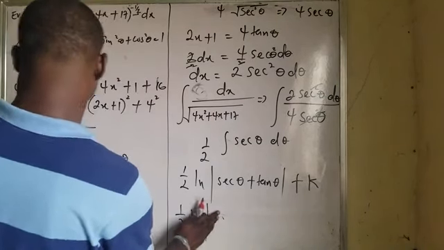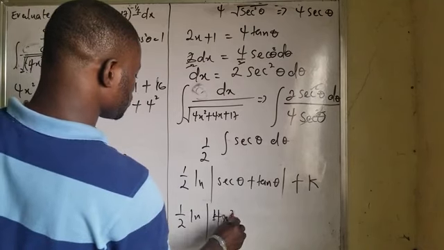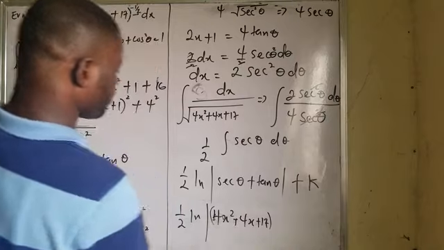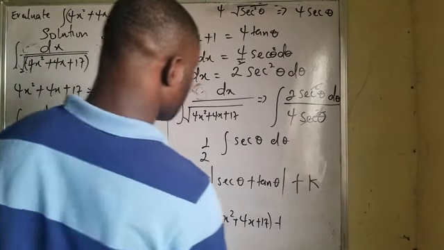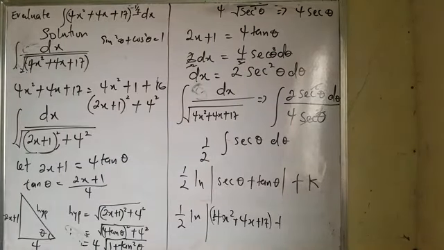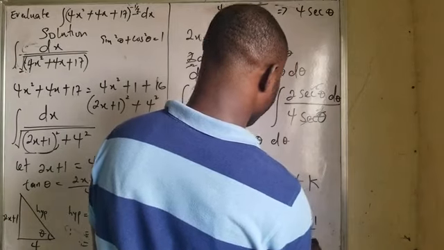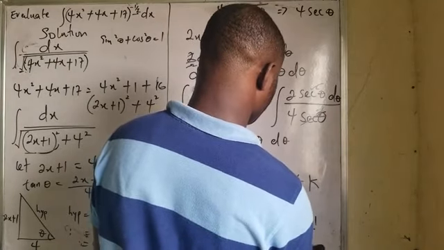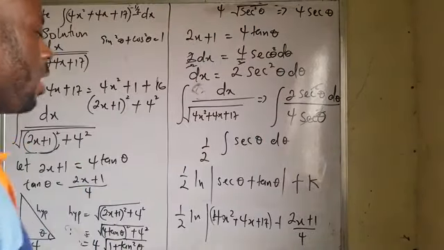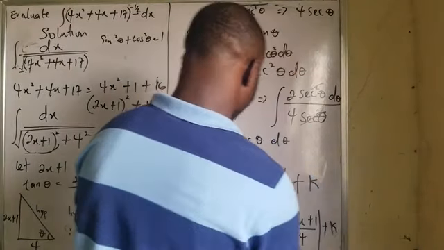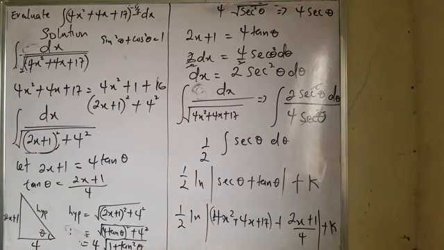My sec theta is root of 4x squared plus 4x plus 17, divided by 4, plus my tan theta, which is equal to 2x plus 1 divided by 4, all in absolute value, plus k. That's my final answer.